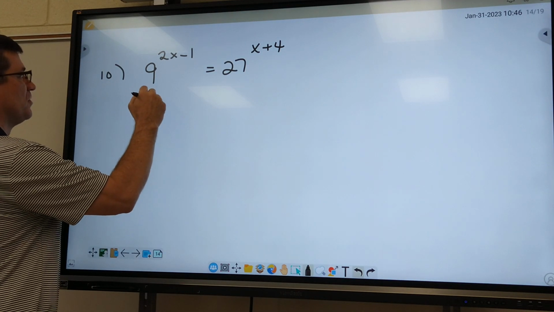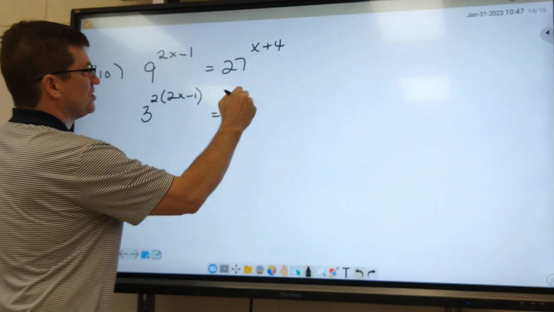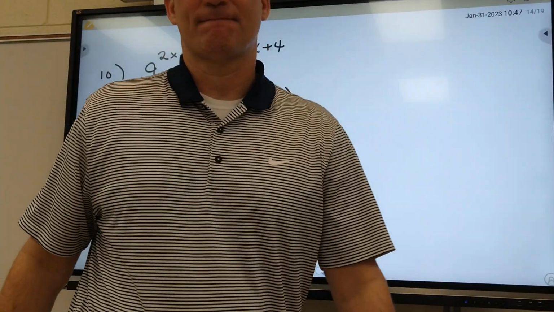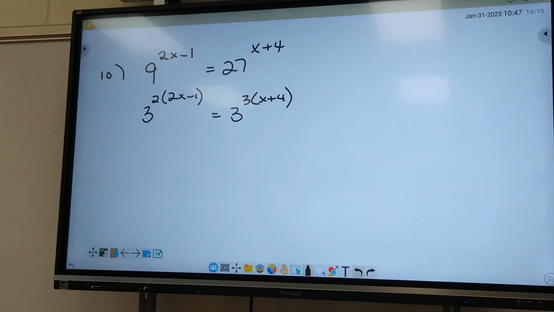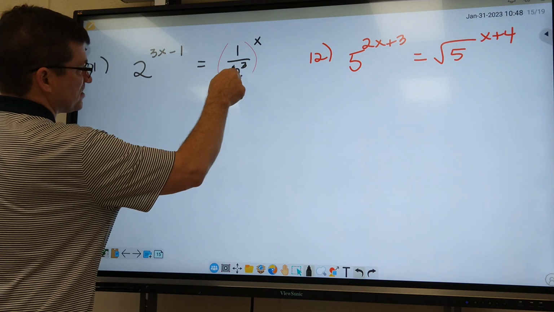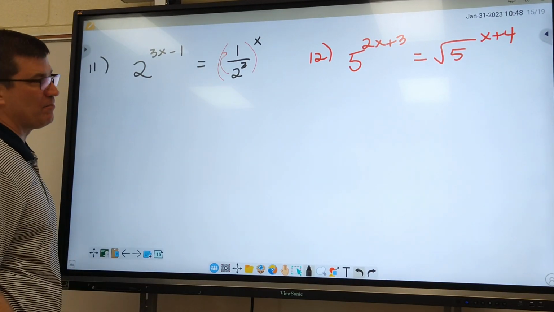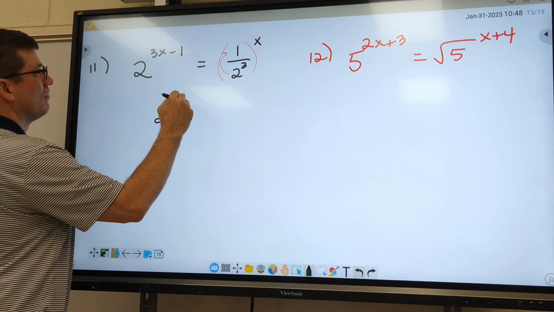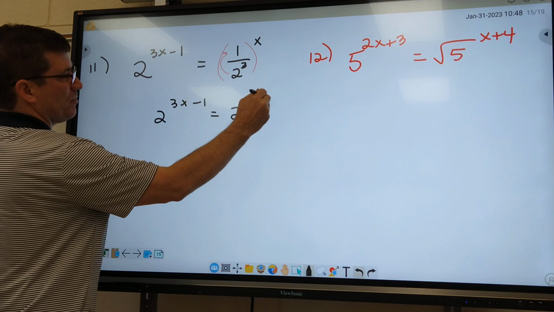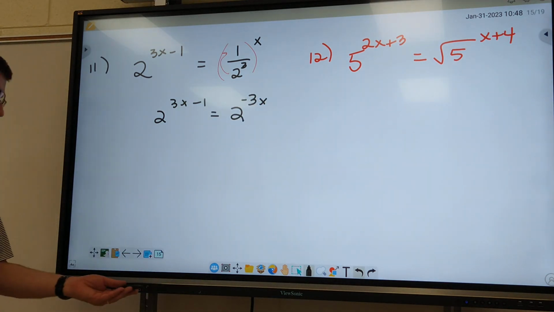So that's 3 squared. 27 we said was 3 to the third. All right, finish that one up, then we'll do the right column. Now, can I have a fraction? Nope. How do I fix this fraction? What happens when I move 2 to the third from the bottom to the top? It becomes 2 to the negative 3. Now, x was already up there, so I'm just going to leave it up there. All right, work it out from here. You should be good.